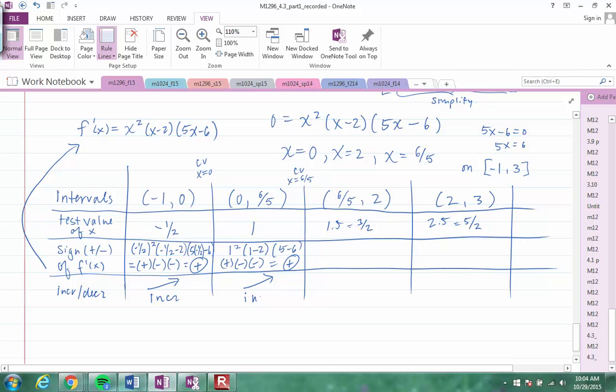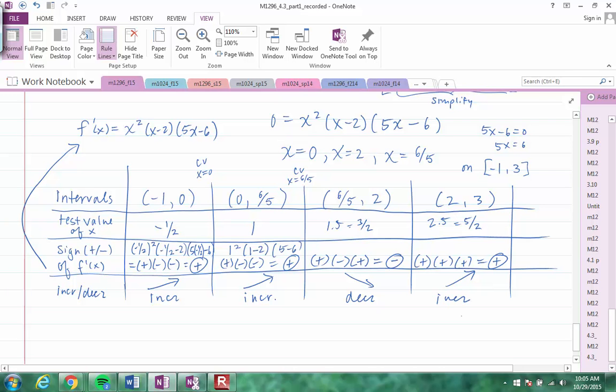Let's see if I can do some letters and make sense there. Okay, and then 3/2. I'm just going to write the result here. You can try that on your own time if you want. You should get a positive factor times a negative times a positive, which equals overall a negative. So it's decreasing on that interval. Last one, you should get a positive times a positive times a positive, which is a positive overall. So then it's increasing on that interval.